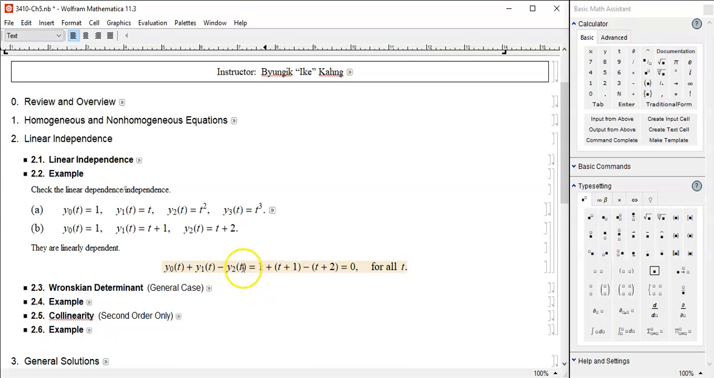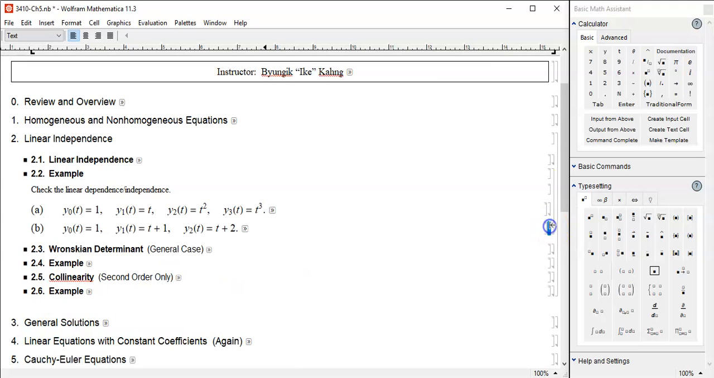So if it is possible to find those coefficients, then the functions are linearly dependent. If impossible, then they are linearly independent.